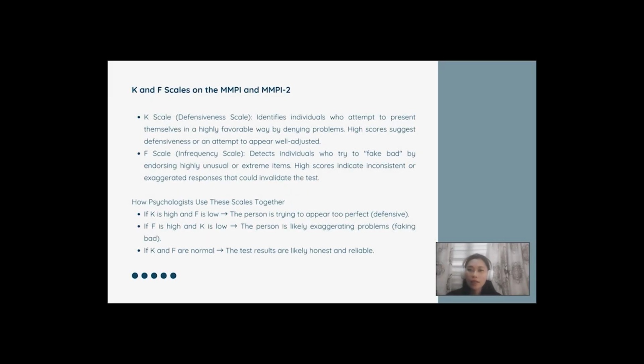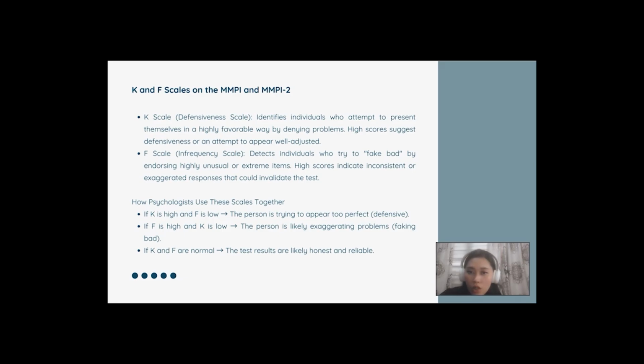Now, let's proceed to the K and F scales on the MMPI and MMPI-2. The MMPI includes several validity scales to detect bias or inconsistent responses, which are the K and F scales. The K scale, or defensive scale, identifies individuals who attempt to present themselves in a highly favorable way by denying problems. High scores suggest defensiveness, an attempt to appear well-adjusted. It measures whether a person is trying to appear healthier or better than they actually are.